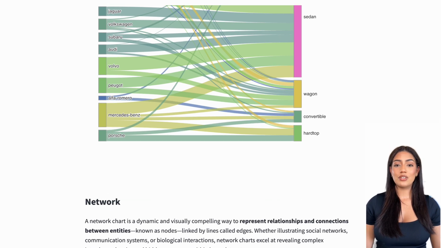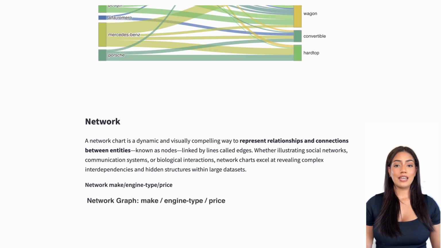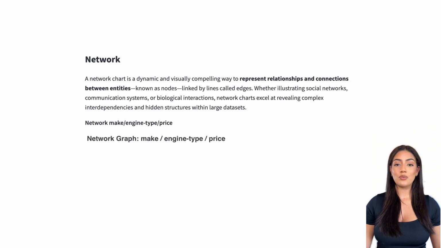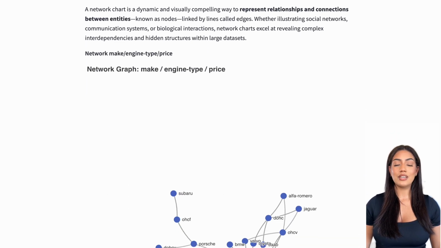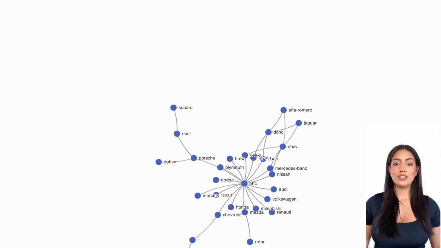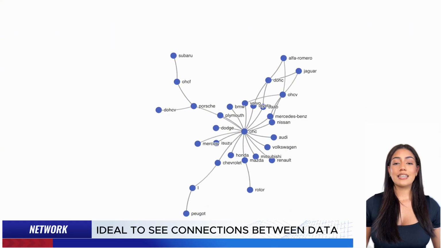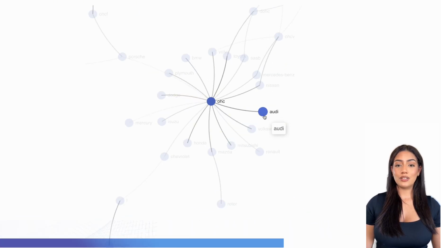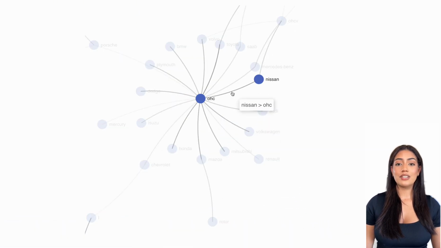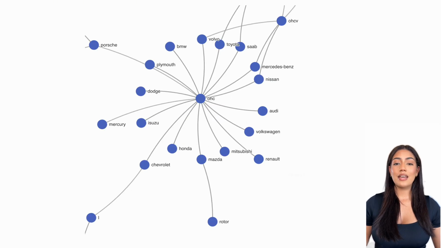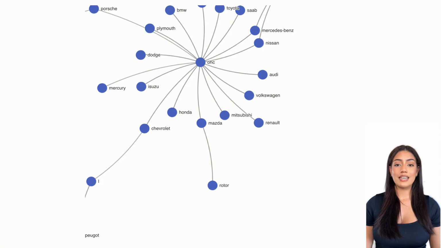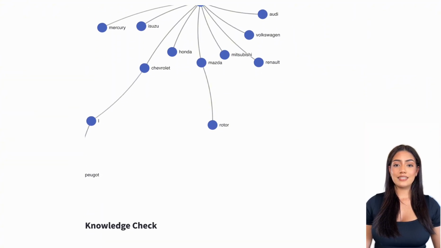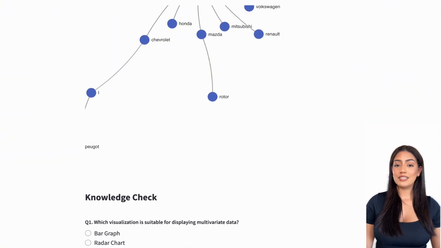Now let's move on to a visualization which is very important in the current age of social networking. A network chart is a dynamic and visually compelling way to represent relationships and connections between entities, known as nodes, linked by lines called edges. Whether illustrating social networks, communication systems, or biological interactions, network charts excel at revealing complex interdependencies and hidden structures within large data sets. I am hoping you found all the visualizations interesting.